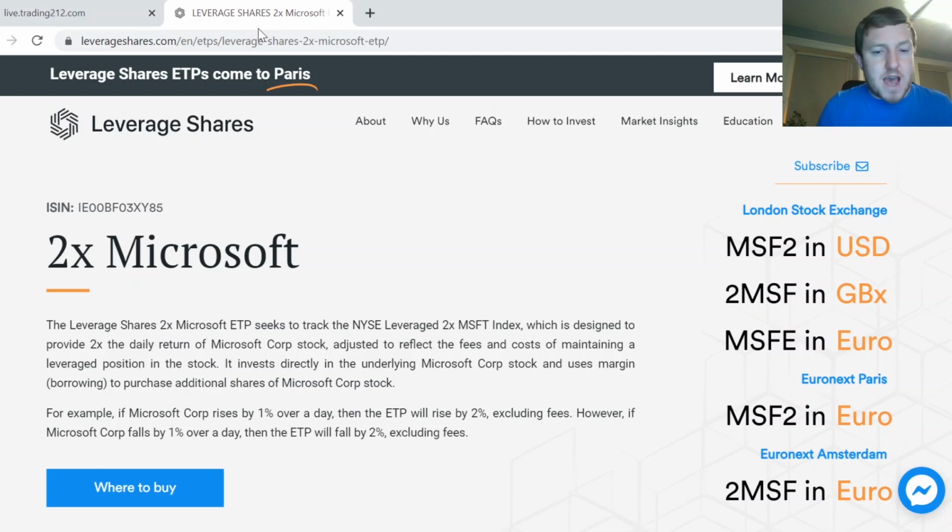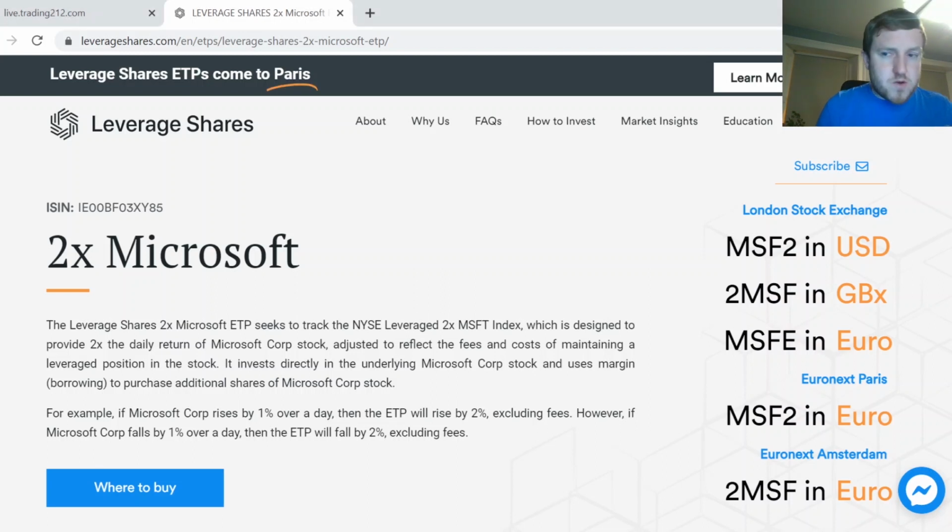The first thing that they have on the website here is a little description about the product as well. So I'll go through exactly what I was talking about again. If Microsoft rises by 1% over a day, then the ETP will rise by 2%, excluding fees. However, if Microsoft falls by 1%, then the ETP will fall by 2%, excluding fees. That's just a nice little summary again of what it is.